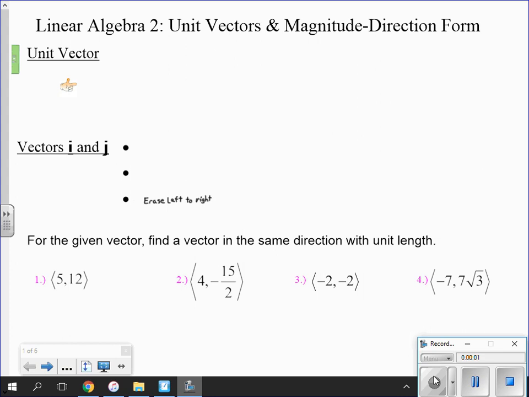Okay, here we go. Linear Algebra 2, unit vectors in magnitude and direction form.